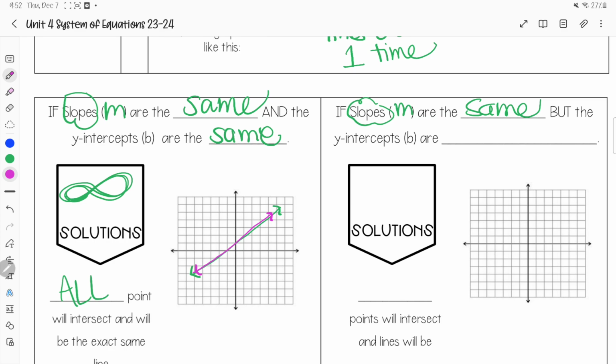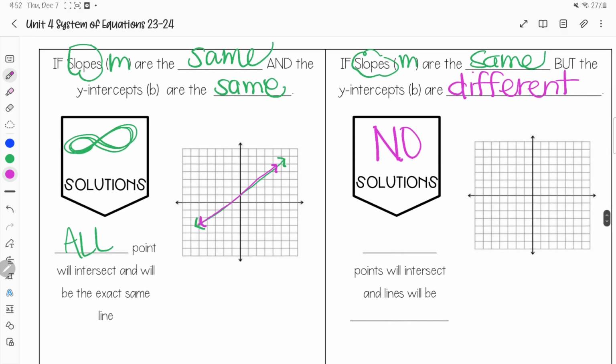But if they have same slopes and different y-intercepts, that's when there's going to be no solution. That means that there will be no points where the lines are going to intersect. Our lines will be parallel. And the symbol for parallel is this. Sometimes they'll ask you, what does that mean? So that's parallel. And perpendicular is the T, the upside down T.